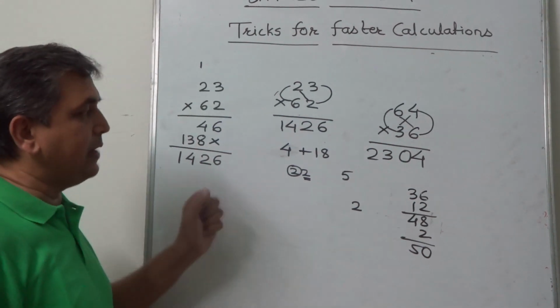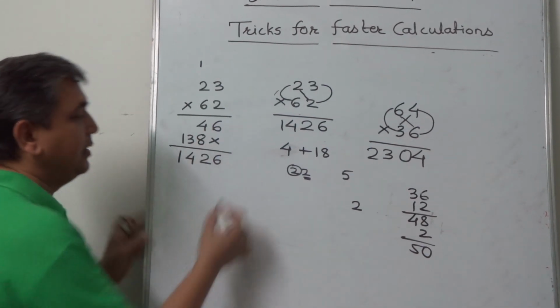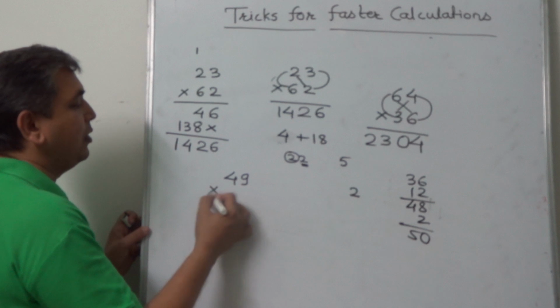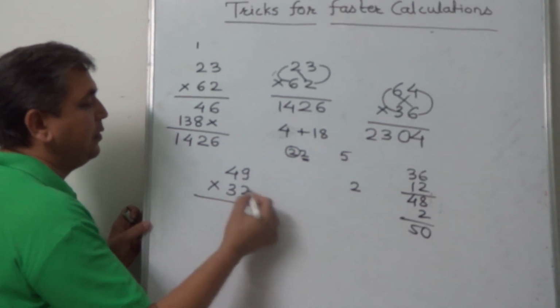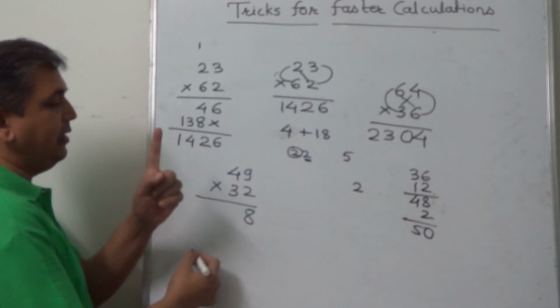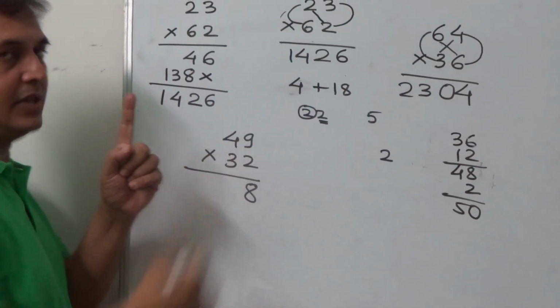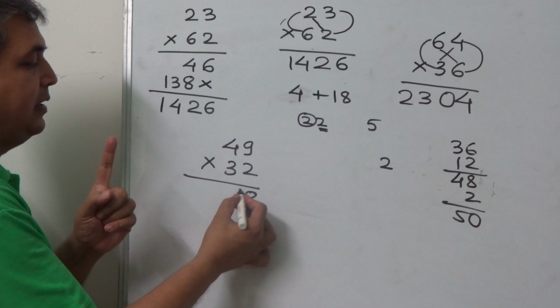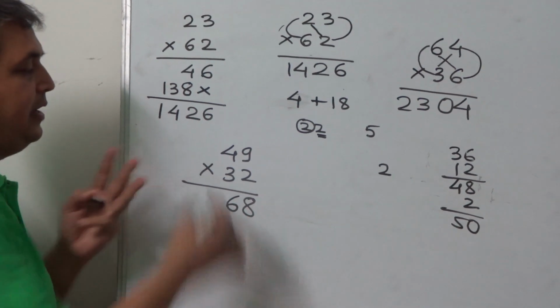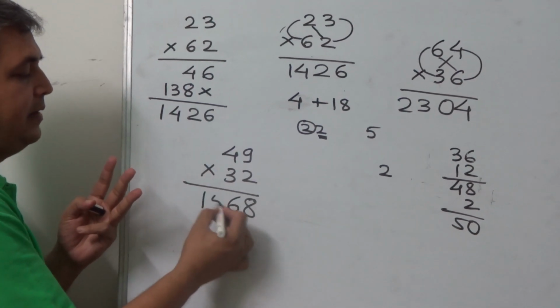Now I will solve fast. You just try to understand. 49 into 32. 2 nines are 18. Carry 1. 4 twos are 8. 3 nines are 27. 27 plus 8, 35 plus 1, 36. Carry 3. 4 threes are 12 plus 3, 15.